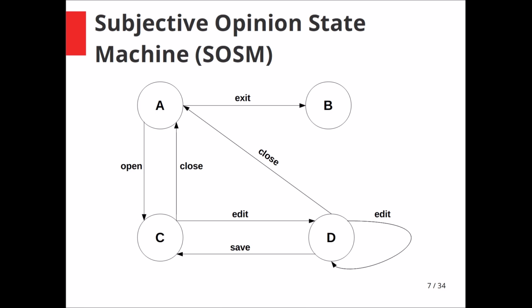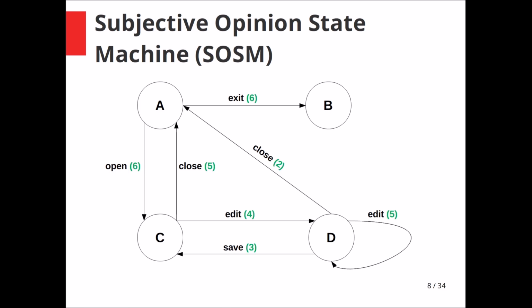The state machine illustrates a file editing application where we start in state A and can open a document to land in state C. Then we can edit this document to land in state D, edit it several times, stay in state D until we either save the changes and land back in state C or close without saving the document. And eventually we exit the application and land in state B.